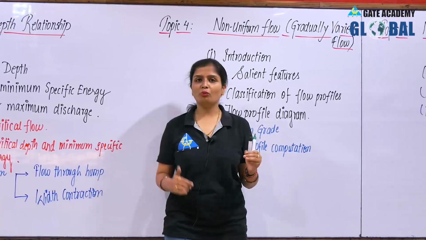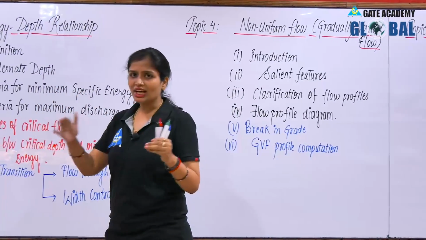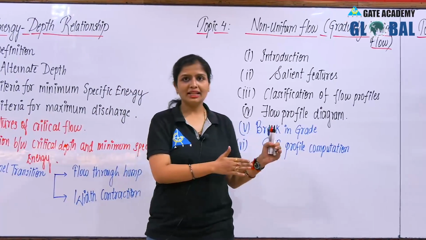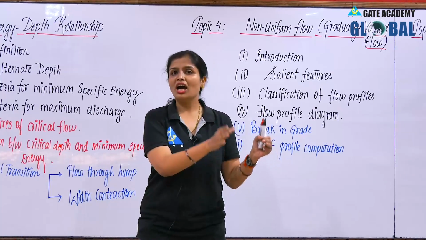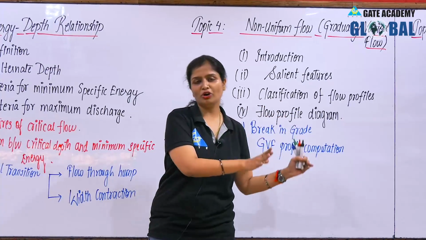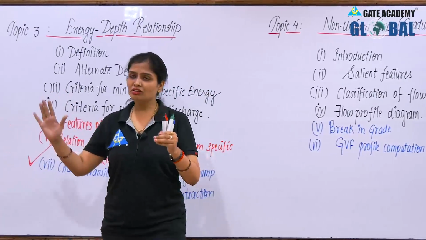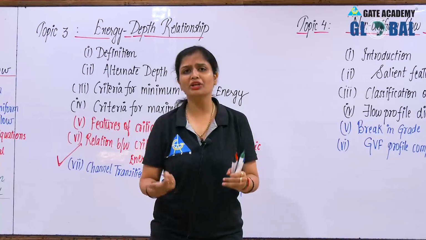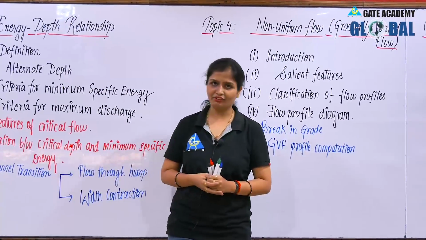In break in grade, there are different types of slopes which are there simultaneously, or they will occur one by one. That is, a mild slope is there which is followed by a steep slope. After the steep slope, there will be a horizontal slope. Then what will be the flow profile? Either the flow will grow upstream or downstream. What are the various permutations that can happen? These are all encountered in your break in grade.